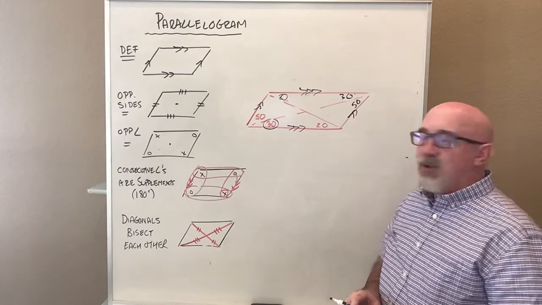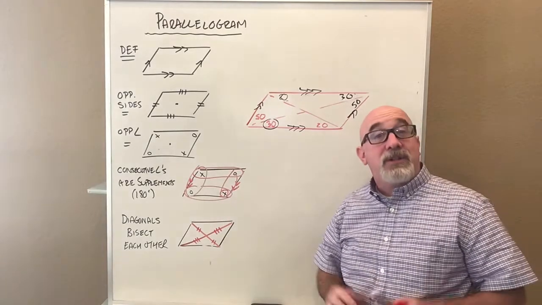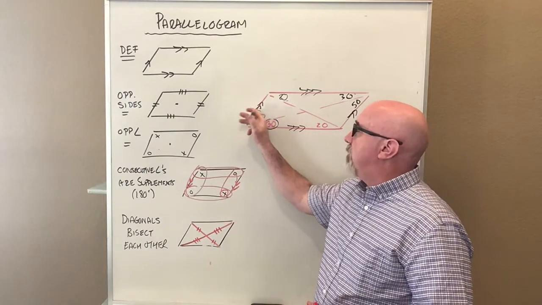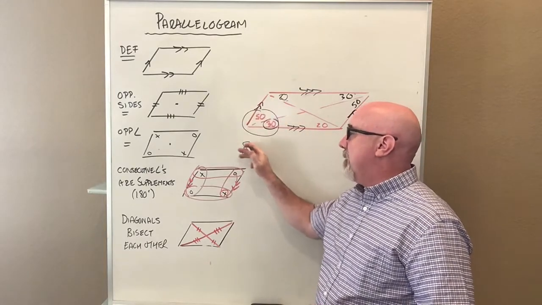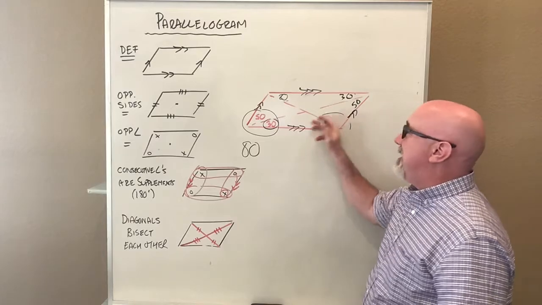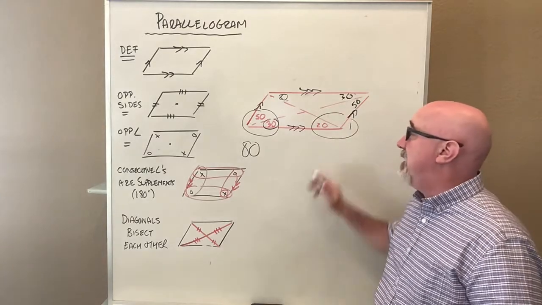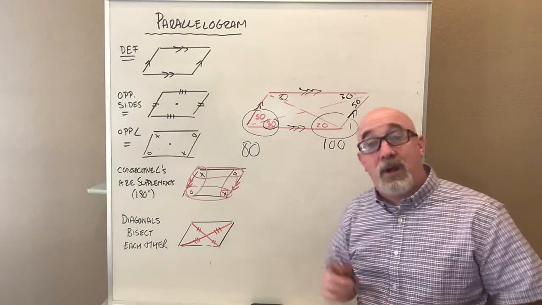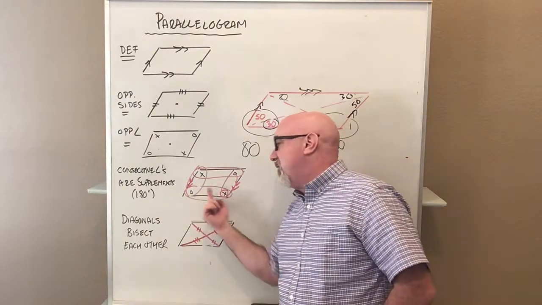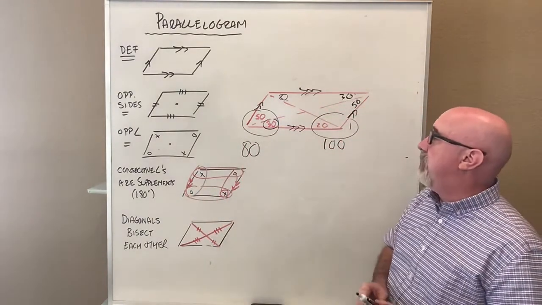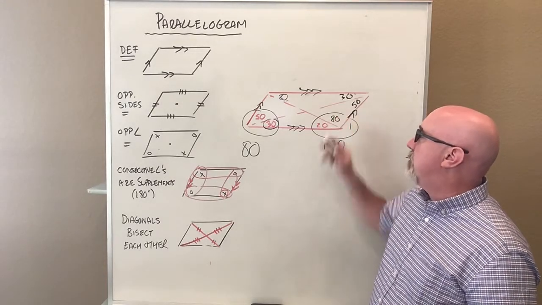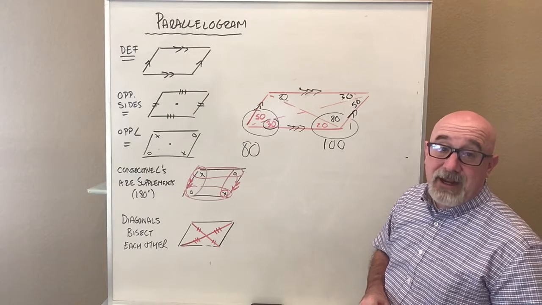Now there's still some angles I don't know. So let's show you a few more tricks here. If this corner together equals 80, that means this corner together has to equal 100. Whoa, Patterson, where'd you come up with that? Well, consecutive angles have to add to 180. So this must be an 80 here. That would be one way to find that anyways.